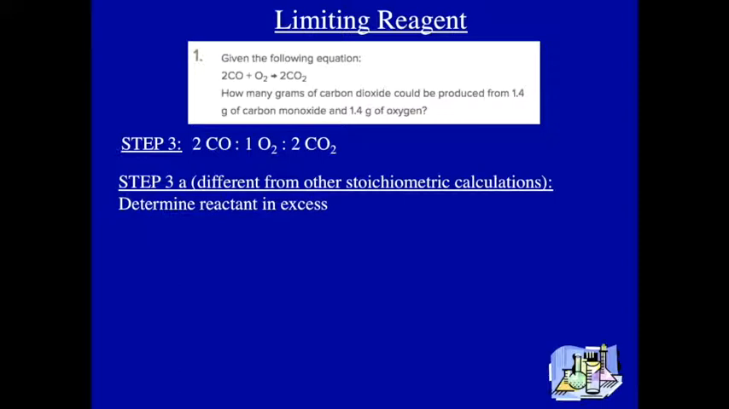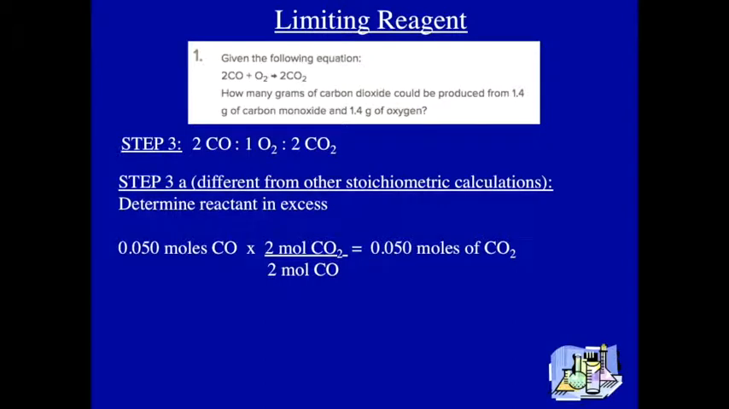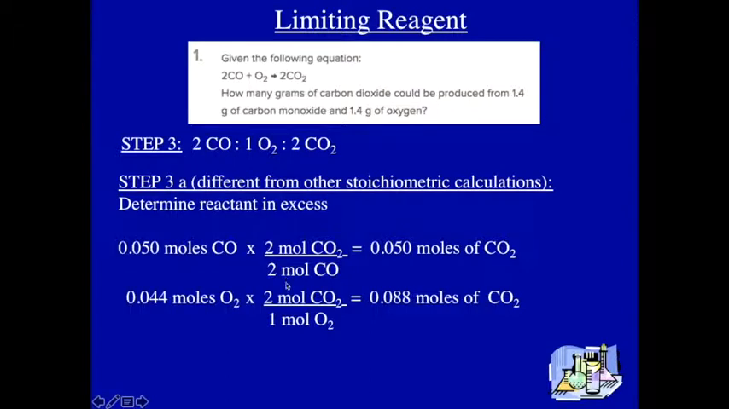Step 3A, which is slightly different, we have to find out which reactant we have an excess of. So we would see which of these reactants, if it was used to its fullest extent, would produce the most CO2. In this particular case, oxygen is going to produce 0.088 moles of carbon dioxide, whereas carbon monoxide would only produce 0.050. So we have an excess of oxygen in this case, and we have a limiting reagent, which is carbon monoxide.